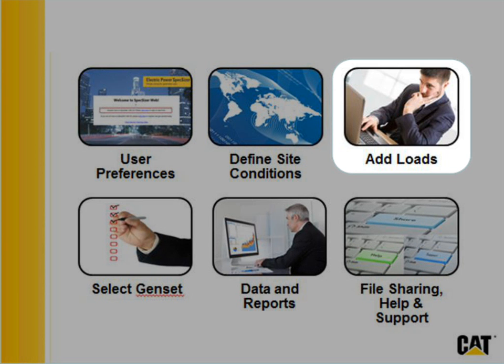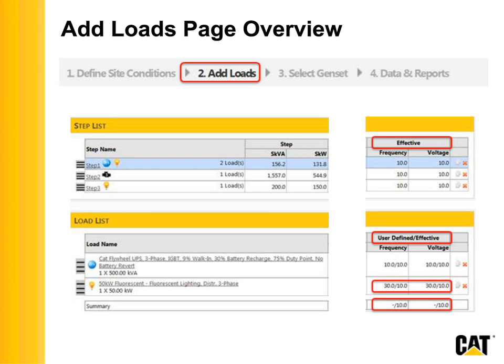So now, we've talked about your user preferences, and we've talked about defined site conditions. Now we're going to talk about really the second step in sizing your genset, which is to add your loads. So you move to your Add Loads page, and what we're looking at here is really three sections. Let's talk about the first section first. It's the step load list. This is where all of your step maintenance is done.